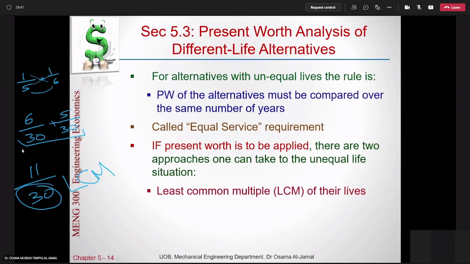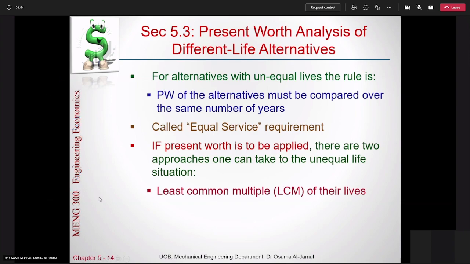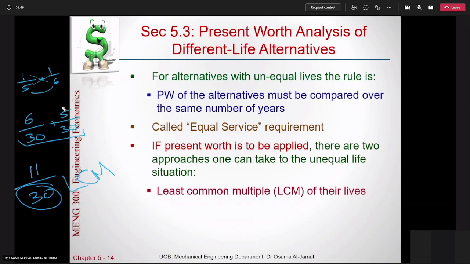So what to do? We need to repeat the first one 6 times. We need to repeat the second one, which has a life of 6 years, 5 times. In life, it's over 30 years. That's the LCM. So for the first one of 5 years, life of 5 years, we need to repeat how many times? 6 times.